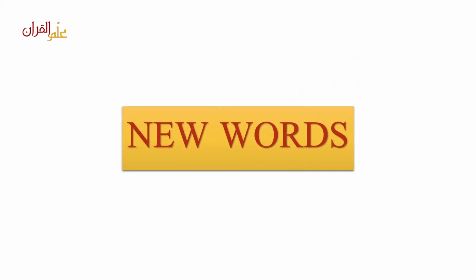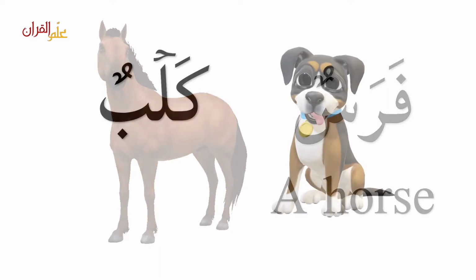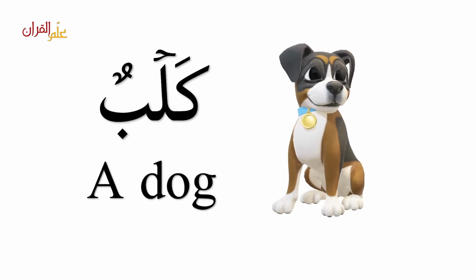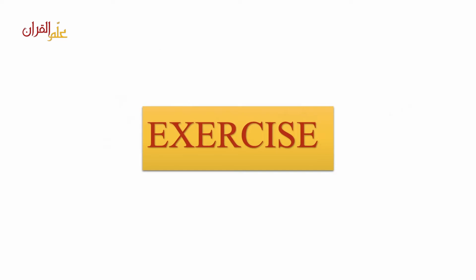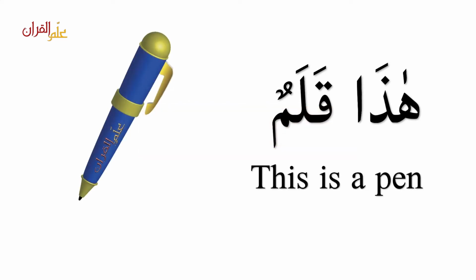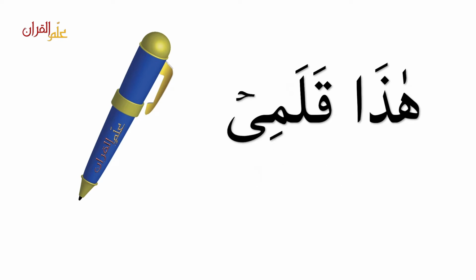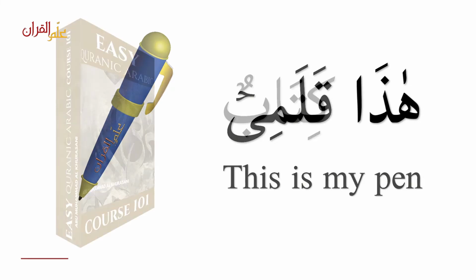So let's learn new words first. فرس, a horse. كلب, a dog. Let's practice. هذا قلم, this is a pen. هذا قلمي, this is my pen. The ya at the end indicates my. هذا قلمي, this is my pen.